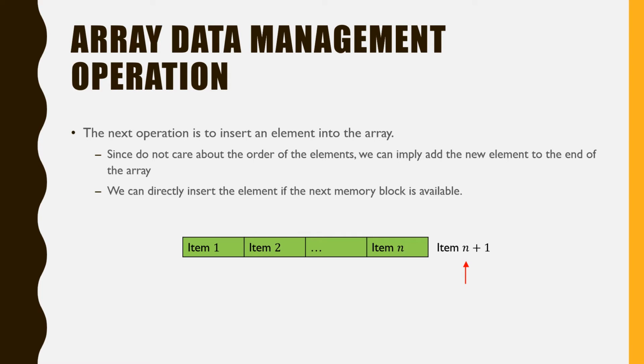Now, let's see what we need to do if we want to add a new element into the existing array. Since we do not care about the order of the elements, we can simply add the new element to the end of the array. When the next memory block is available, the new element can be directly added, and it takes O(1) time.